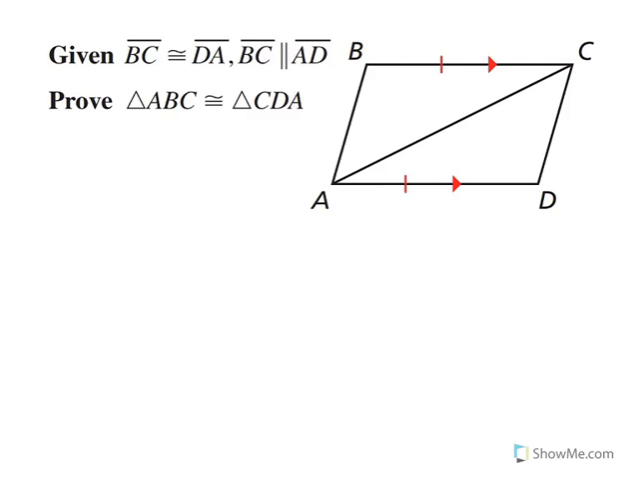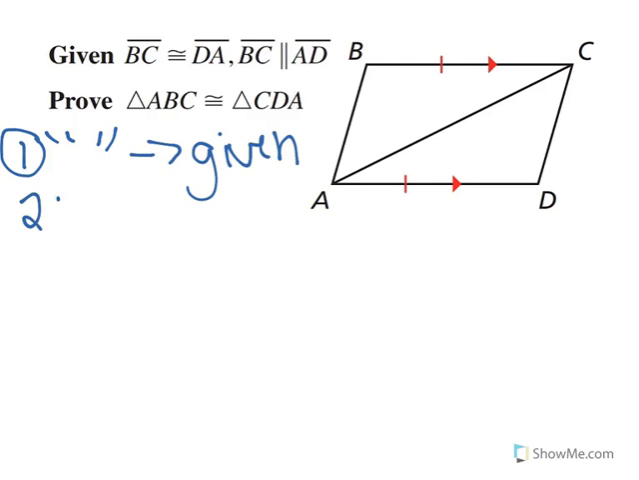Let's look at this first example. So it's given that BC is congruent to DA and that BC is parallel to AD. And we're trying to prove that triangle ABC is congruent to triangle CDA. So we start out with what they give us. So that's always your first step, is your given. And check your picture and see if that information is labeled in there, which it is. So now we're going to try and find some other parts of the triangles that could be congruent.